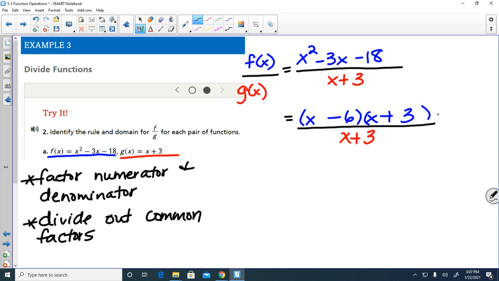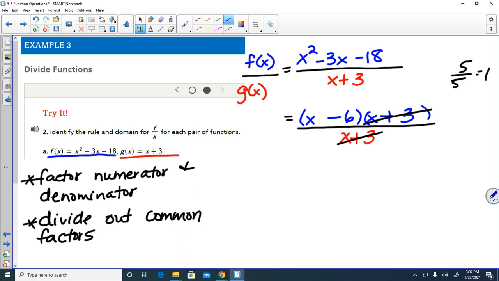So I have an x plus 3 over an x plus 3. As long as there's only multiplication happening, I can divide those out. So x plus 3 divided by x plus 3 is 1, like 5 divided by 5 equals 1. Anything divided by itself is always 1. So x plus 3 divided by x plus 3 is 1.